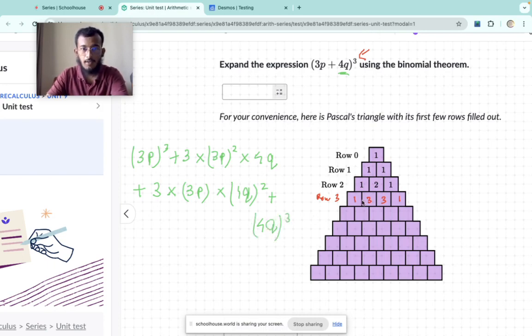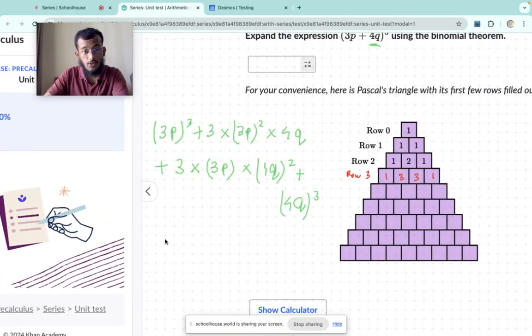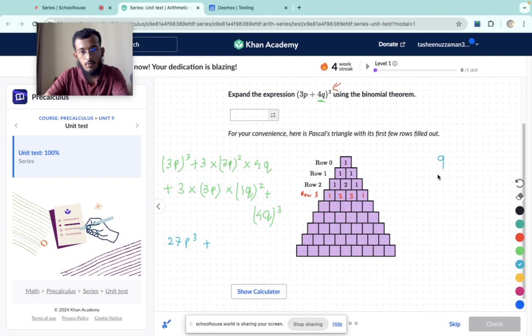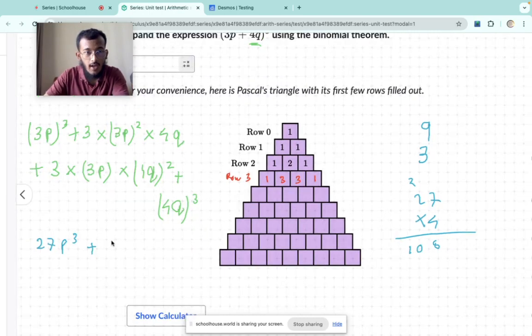a whole cubed. So the final answer will be 3 cubed, which is 27, p cubed, plus 3 into 3 squared. So 3 squared is 9, and we multiply 9 with 3, which is 27. And we multiply 27 with 4. So 4 sevens are 28, 4 twos are 8, plus 2, which is 10. So we have 108 p squared q. Okay, that is for the first two terms.